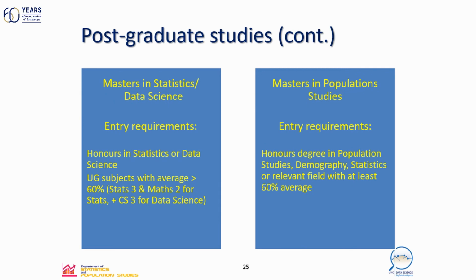Now, if you really want to stand out in your crowd of peers, you should become a master of your field. And for that accolade, we highly recommend completing a master's degree. For entry into a master's degree in statistics or data science, you will need to have passed an honours in statistics or honours in data science and have met all the undergraduate module requirements of those honours degrees. For entry into a master's degree in population studies, you will need to have passed an honours in population studies or demography or statistics or another relevant field with a 60% average.